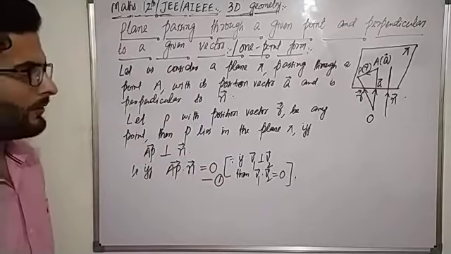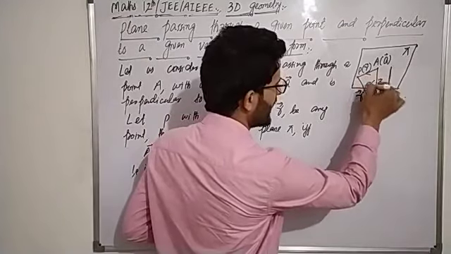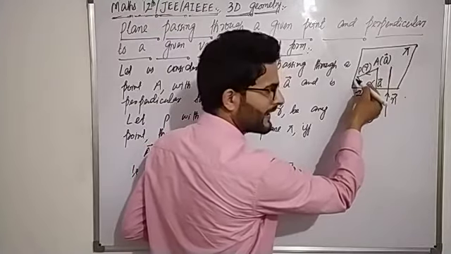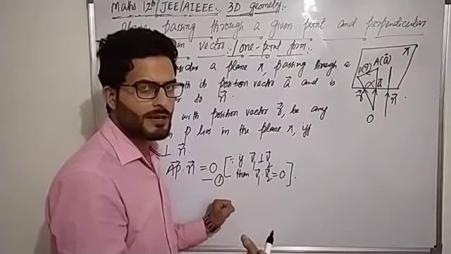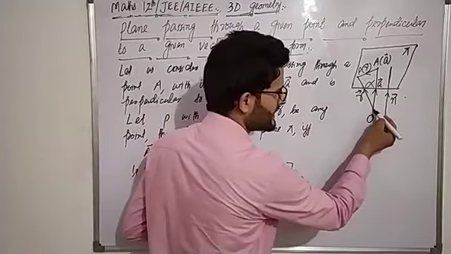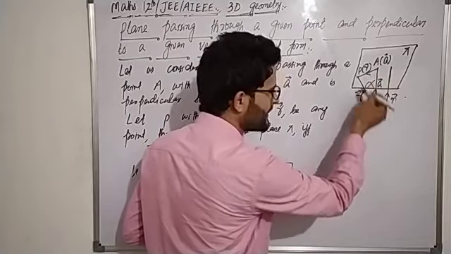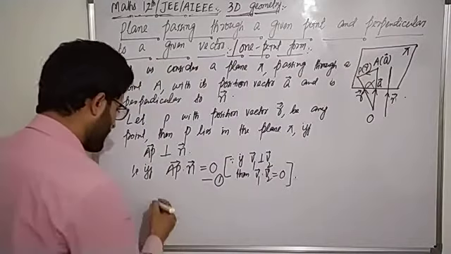Now from the figure we have, if we look at this triangle OAP, in this triangle what will happen? OA vector and AP vector are two vectors represented by two sides of a triangle taken in same order. Then their sum must be represented by third vector, that is OP vector. So OA vector plus AP vector must be equal to OP vector, because by triangle law.